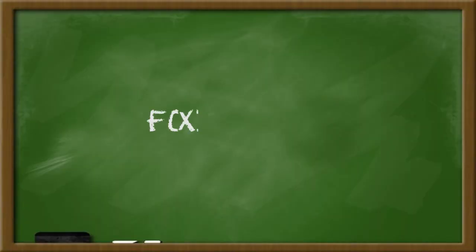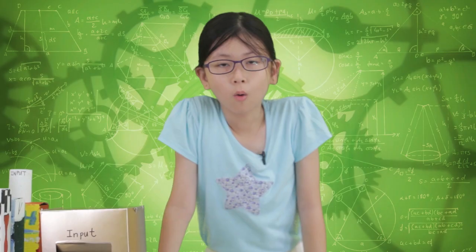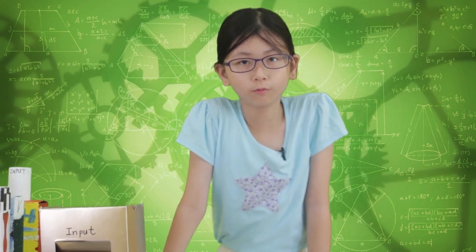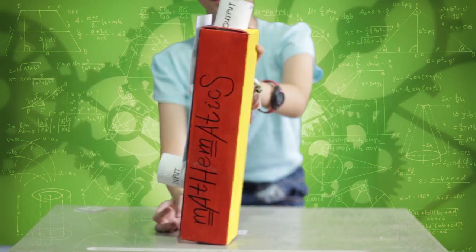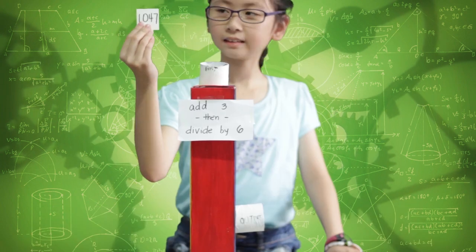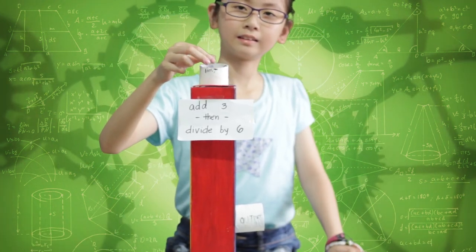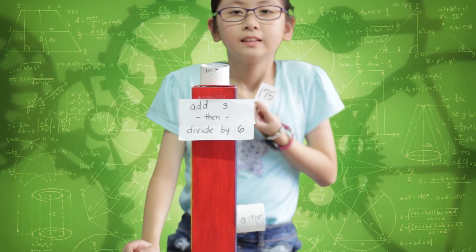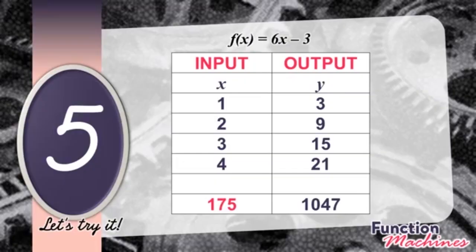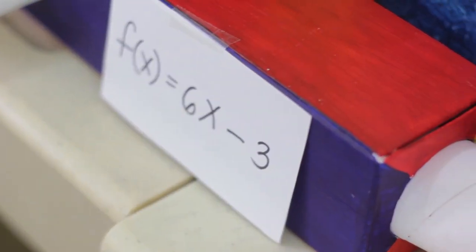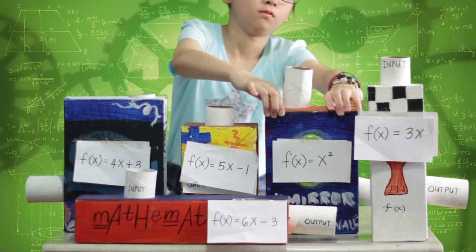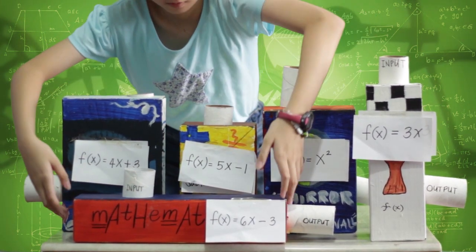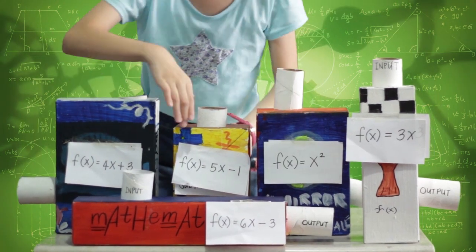If you ever have to go backwards through a function machine, all you do is use the opposite operation. Watch what I do when I go in the reverse direction. Do the opposite operation. Subtraction turns into addition and multiplication turns into division. 1047 plus 3 divided by 6 equals 175. 1047 is the 175th term of the sequence. To summarize, if we know the machine's function rule and the input, we can predict the output. If we know the rules and the output, we can determine the input.